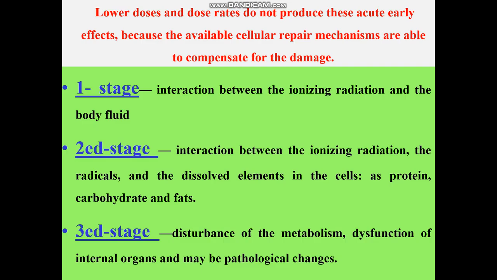First stage: interaction between the ionizing radiation and the body fluid. The result of that interaction is the release of toxic radicals and hydrogen peroxide; the presence of oxygen stimulates this process. Second stage: interaction between the ionizing radiation, the radicals, and the dissolved elements in the cells, such as proteins, carbohydrates, and fats. The result is oxidation and decomposition of these elements and a decrease in the amount of amino acids in the cell. And third stage: disturbance of the metabolism, dysfunction of internal organs, and maybe pathological change.